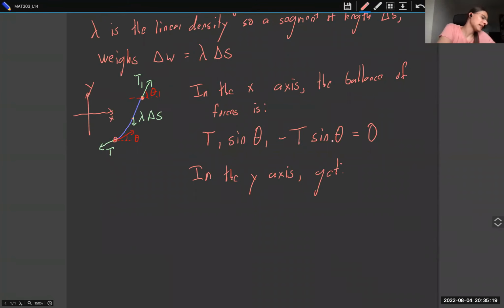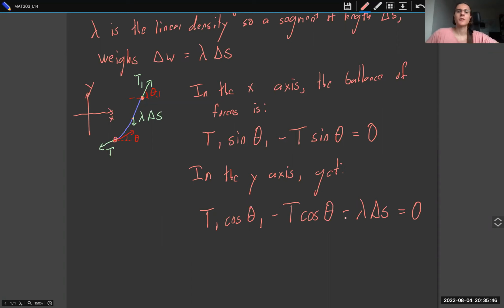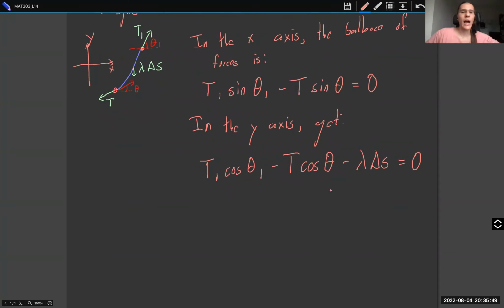So what we're going to get, well, we're going to have the weight term. So this is acting negatively. This is also acting negatively: T1 cosine theta 1 minus T cosine theta minus lambda del s is equal to 0. Now we can sort of imagine taking this discrepancy of t cos theta across the endpoints.